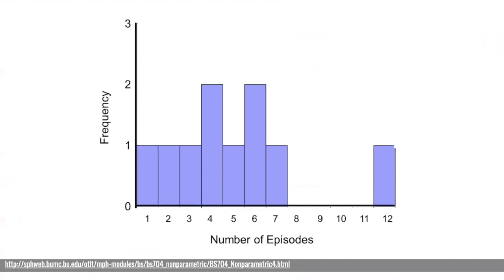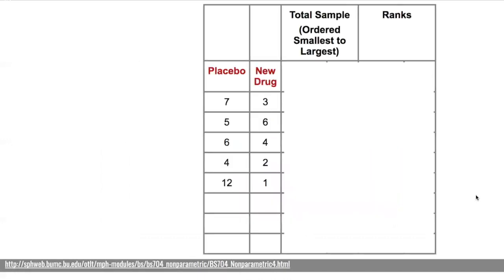The number of episodes of shortness of breath are on the x-axis, and what we're looking at is a histogram. So you can see that there was one person who had 1 episode of shortness of breath and one person who had 12. There were 2 people who had 6 and 2 who had 4, right? So we have a small sample size just so we can see exactly how this test is carried out.